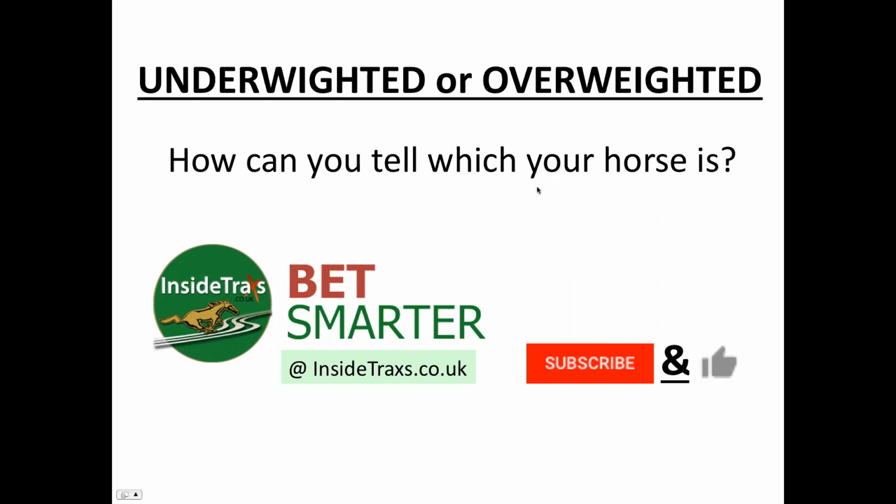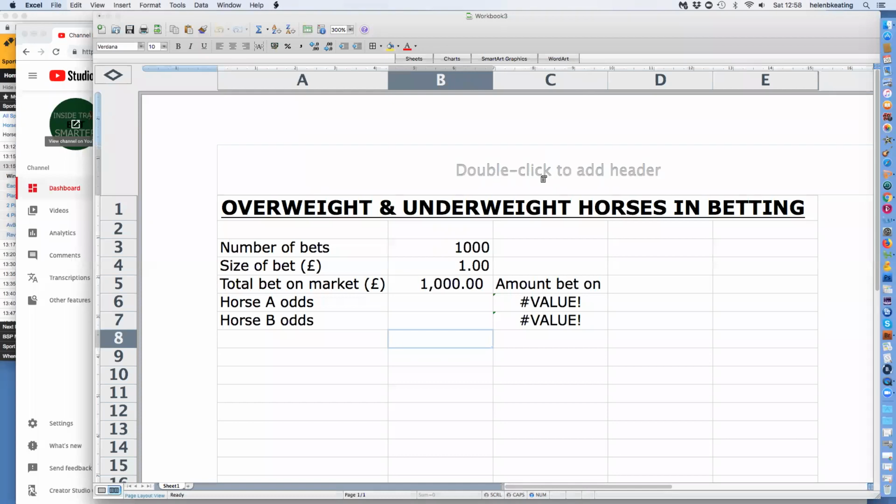So, underweighted or overweighted? What do I mean? This is not the amount of weight carried by a horse, but how much money has been backed on the horse compared to its odds, and is that more money than you'd expect or less money than you'd expect? So the question we're going to ask is, how can you tell which your horse is? Is it underweighted in the market or is it overweighted in the market? I'll go through that in just a second. So here I'm just going to do a few examples.